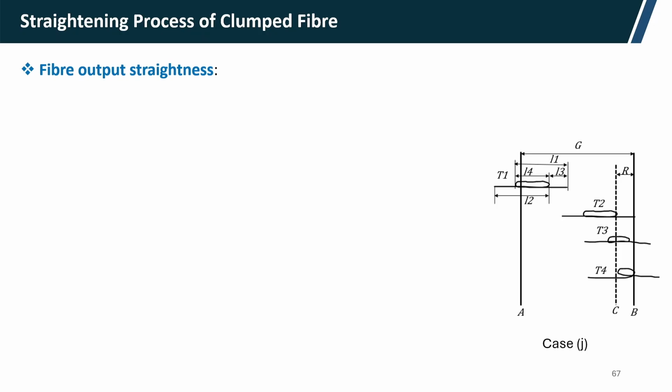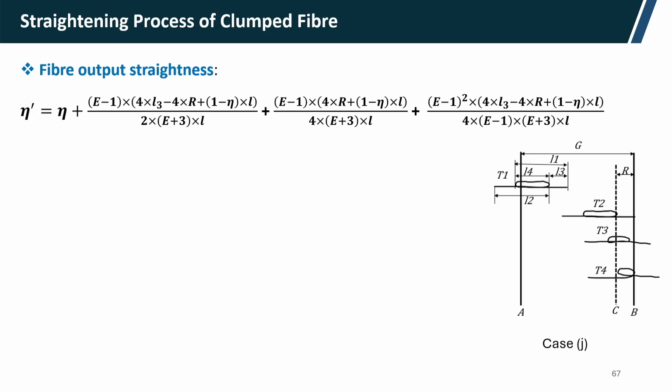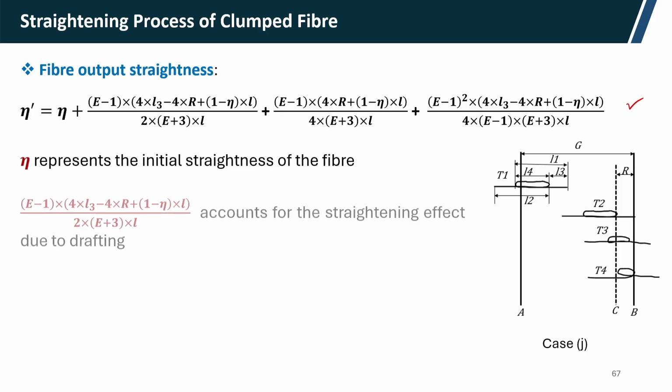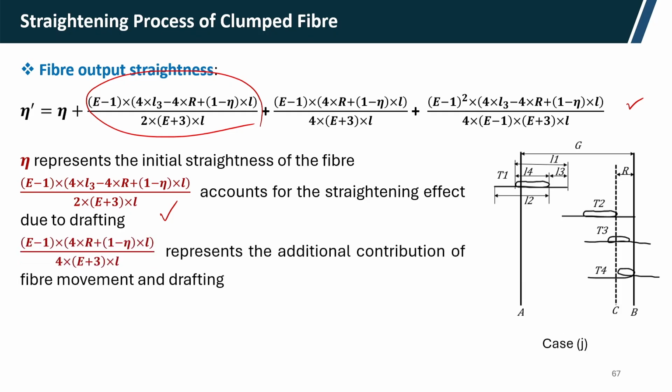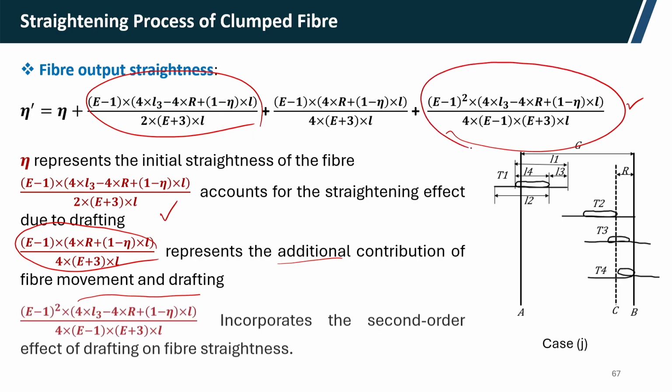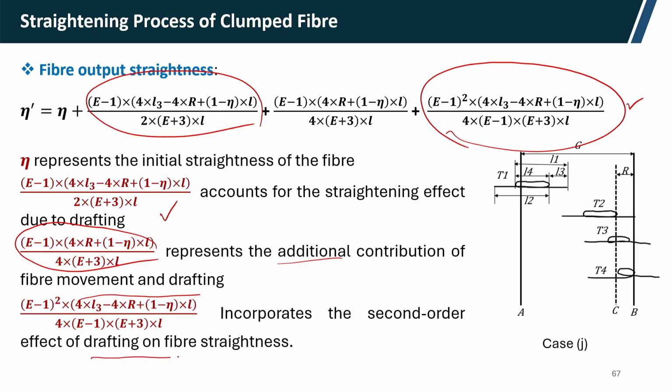So, this is the output fibre straightness. This is a very complex equation where eta represents the initial fibre straightness. The first component accounts for the straightening effect due to draft, the second represents the additional contribution of fibre movement and draft, and the third is a higher order term that incorporates the second order effect of drafting on straightness.